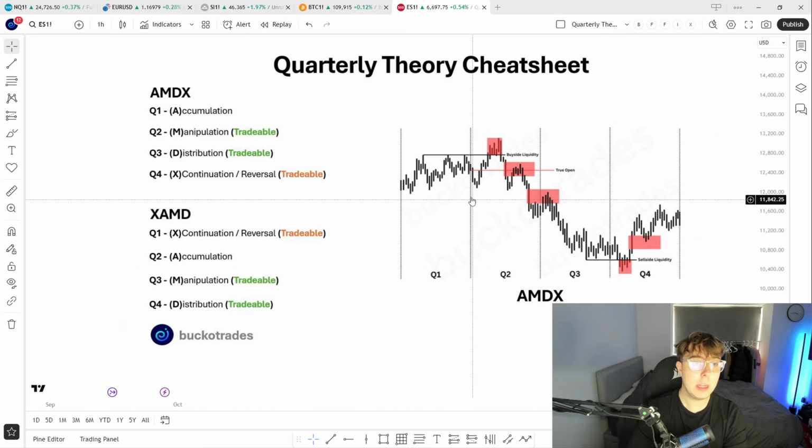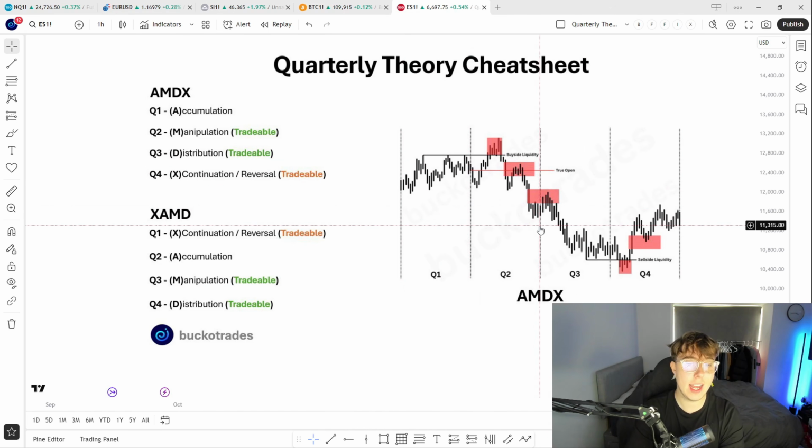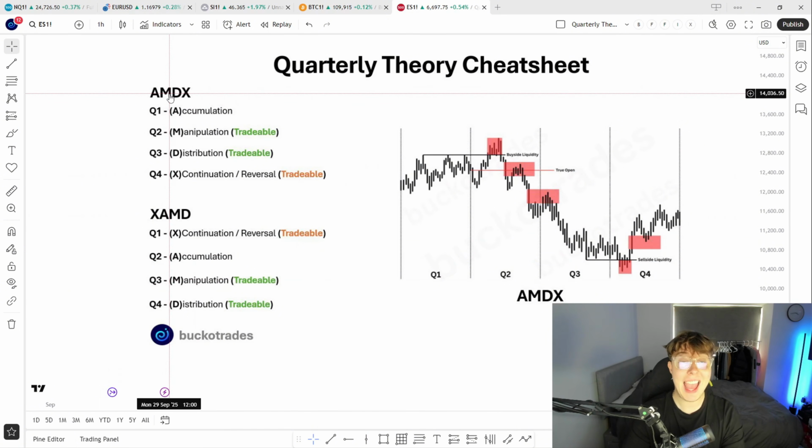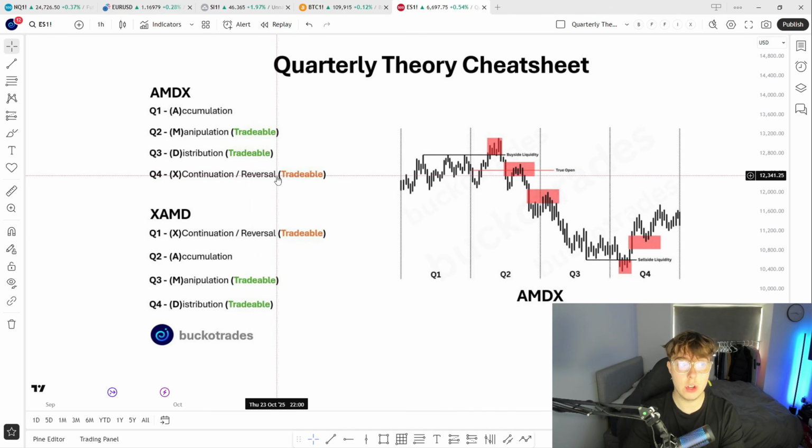So let's just imagine this is the weekly cycle, which is viewed on the 1 hour time frame. Each of these quarters is one singular day of the weekly cycle. We know that Q1's Monday, we know that Q2 is Tuesday, we know Q3 is Wednesday, Q4 is Thursday. So AMDX means accumulation, manipulation, distribution. X here is either a continuation or a reversal, right?